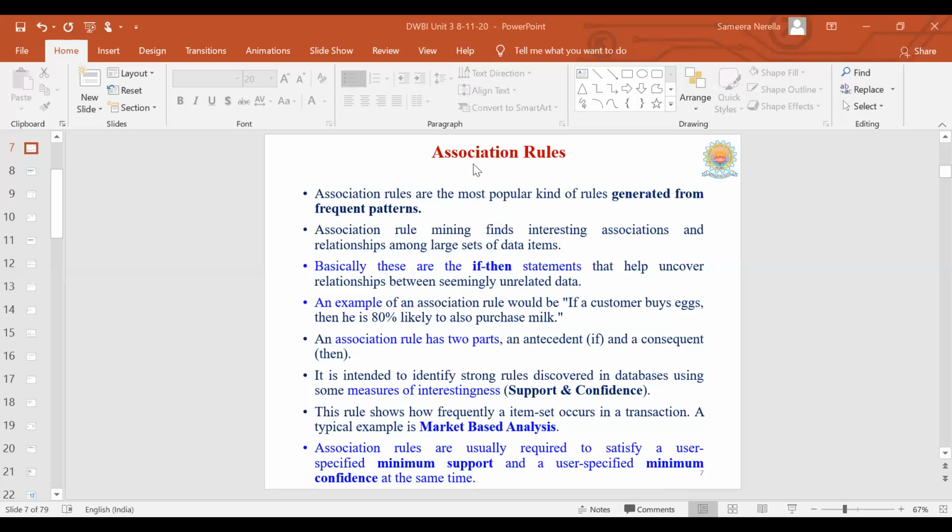My voice is audible. My voice is audible. Yes, ma'am. Some internet connectivity problem is there because I'm connecting my mobile hotspot. That's the problem.